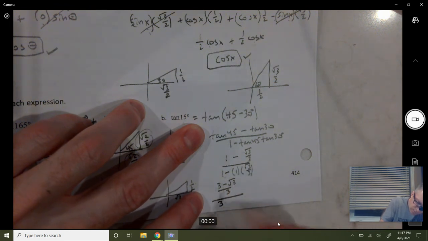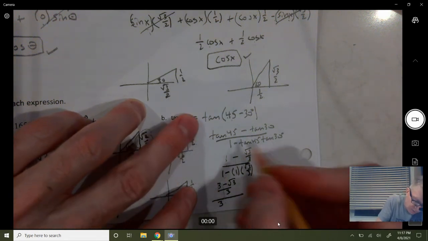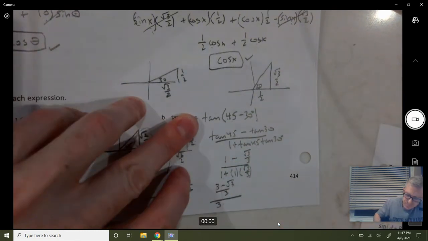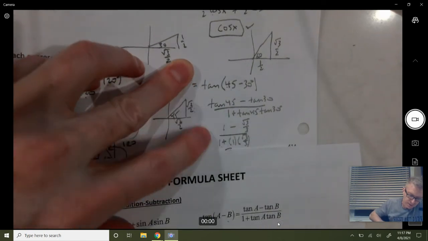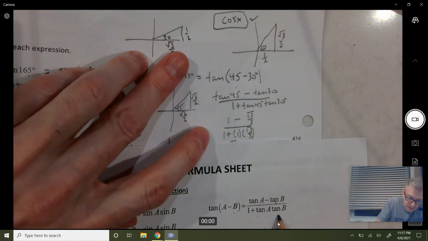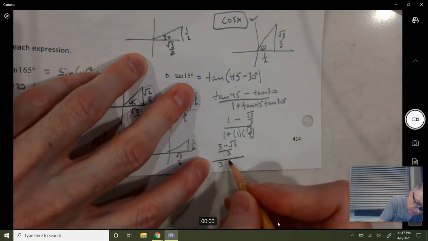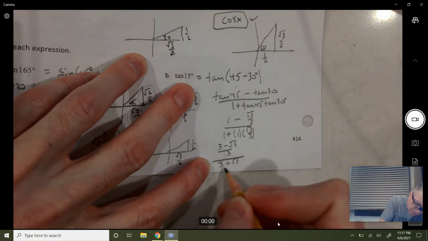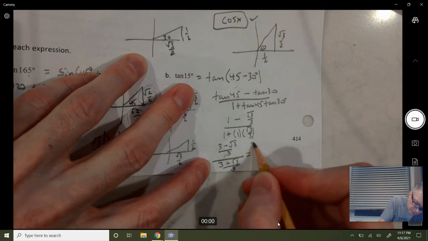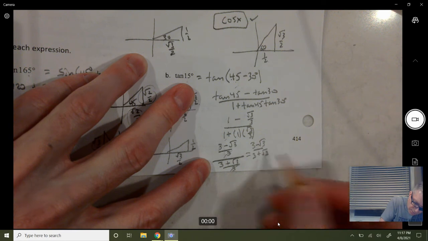So one of these should have been a plus. The bottom one is a plus, sorry. I just followed that formula incorrectly. Looking at the formula again, tangent of a minus b is tan a minus tan b over 1 plus tan a tan b. So on the bottom you get 3 plus rad 3 all over 3. These end up canceling, and you get 3 minus rad 3 over 3 plus rad 3.